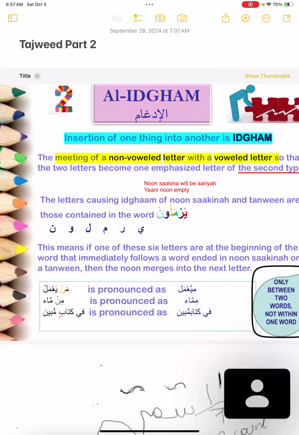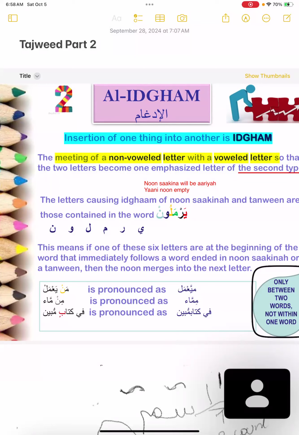So if Nun Sakin or tanween is followed by any of these letters, the sound of Noon will merge into these letters, and you will make a ghunna in the letters Yanmu, and you will not make a ghunna for the letters Lam and Ra. So there are two types of idghams. One is idgham with ghunna, and one is idgham without ghunna. So let's look at how they are explaining it over here.